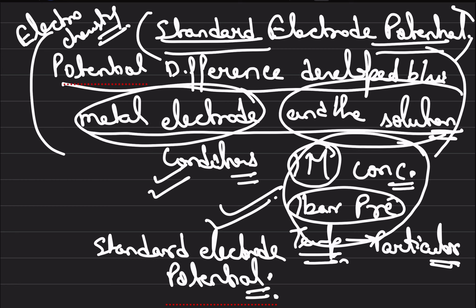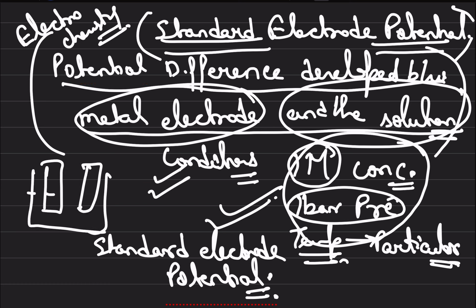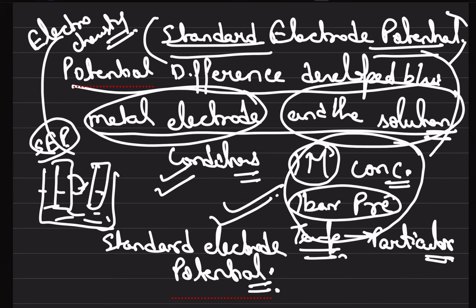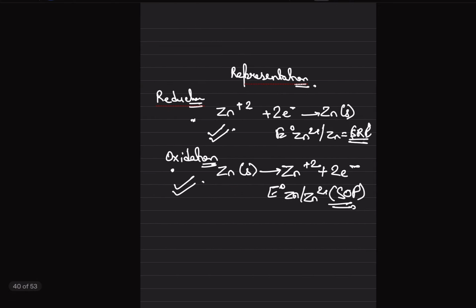Suppose that this is the metal electrode, and this is the solution. What is the potential difference between these two? That will be the standard electrode potential for the particular cell. And the conditions are a 1 molar concentration and a pressure of 1 bar, at a particular temperature. So these are for the standard electrode potential.